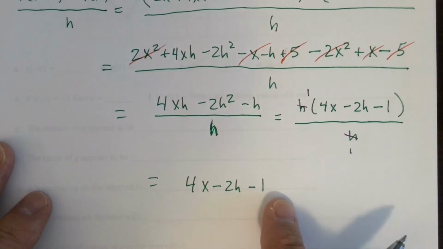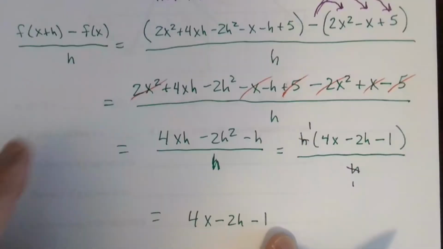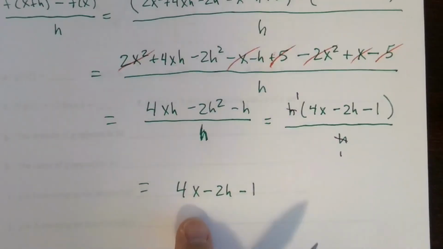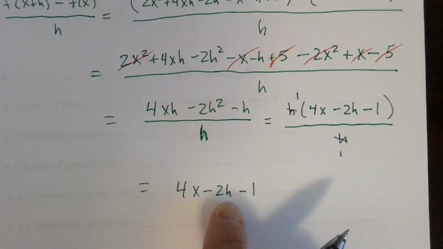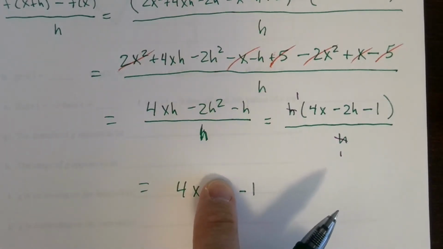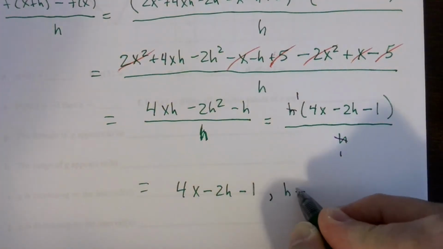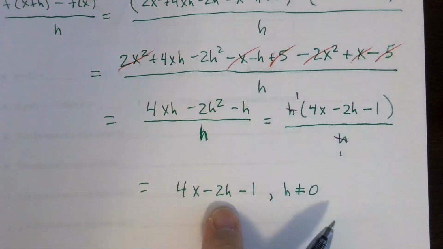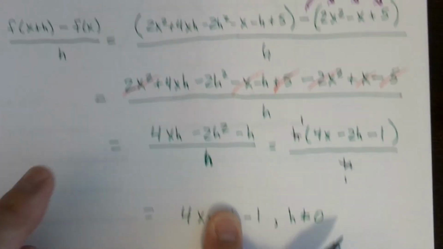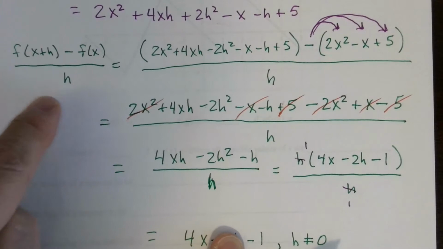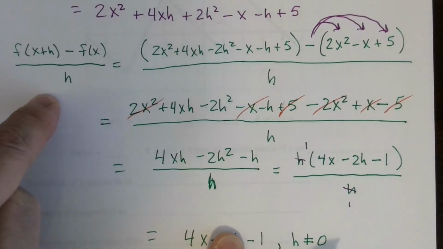Could h be 0 in this thing that we said was equal to our original expression? Sure can. If h is 0, then I got 2 times 0 is 0, and I just have 4x minus 1. Okay? But what we're saying is these are only equal provided h is what? Not equal to 0. Because if h is 0, this is 4x minus 1, while the original expression is what? Undefined. It is not 4x minus 1.